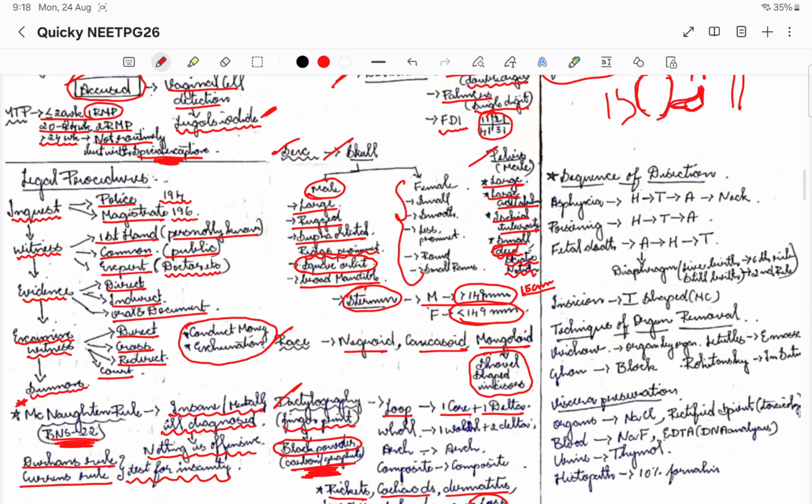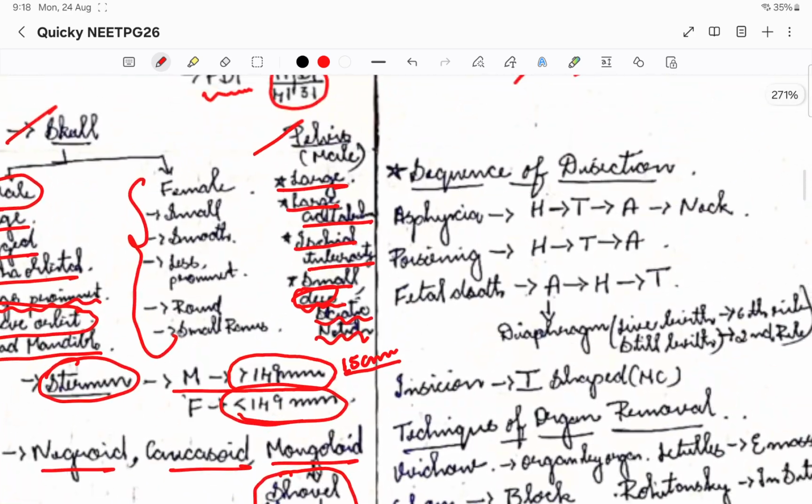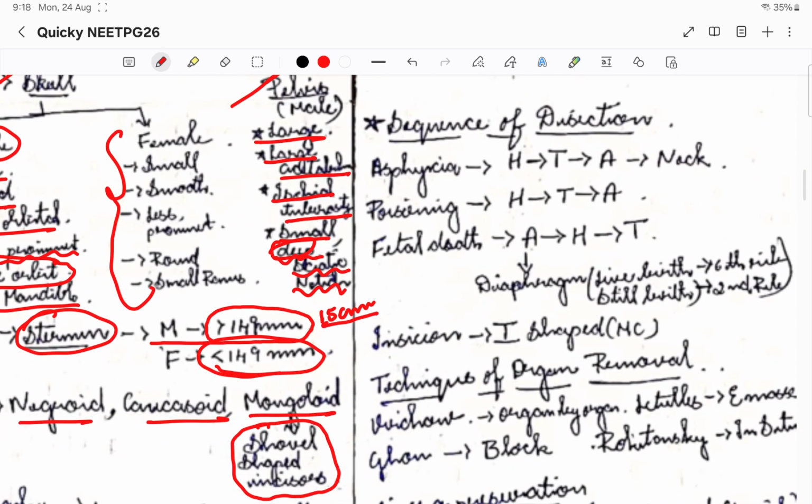Now let us move on to the sequence of dissection. After all the external observation that we do in a postmortem body, we'll start the dissection, right? So remember, in asphyxia and poisoning, it is head, then thorax, then abdomen that we do. In both, the same thing. In asphyxia, after all these things, we'll do the neck dissection. So head, thorax, abdomen, then the neck, whereas in poisoning it is the same.